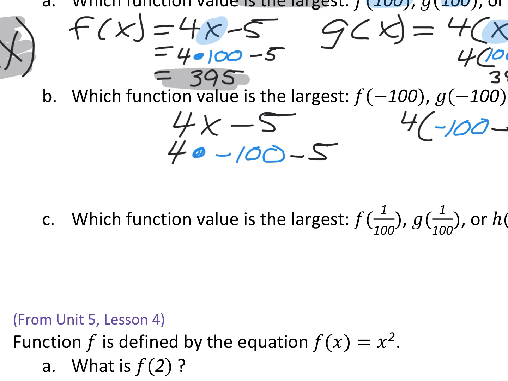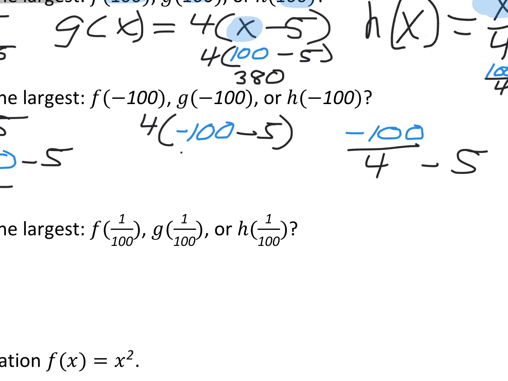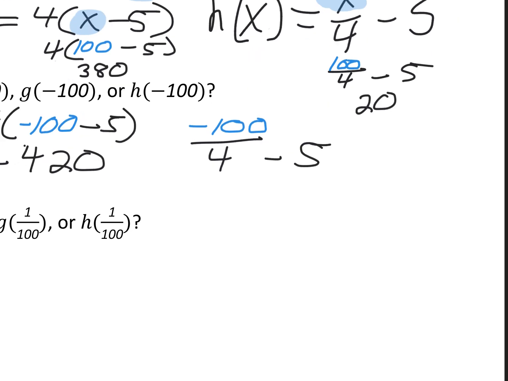For function f, this time for letter B, I'll do 4 times negative 100, and then negative 400 minus 5 gets me negative 495. For g, this would be negative 100 minus 5 is negative 105. Negative 105 times 4 gives me negative 420. And then finally, negative 100 divided by 4 gives me negative 25. Negative 25 minus 5 gets me negative 30.